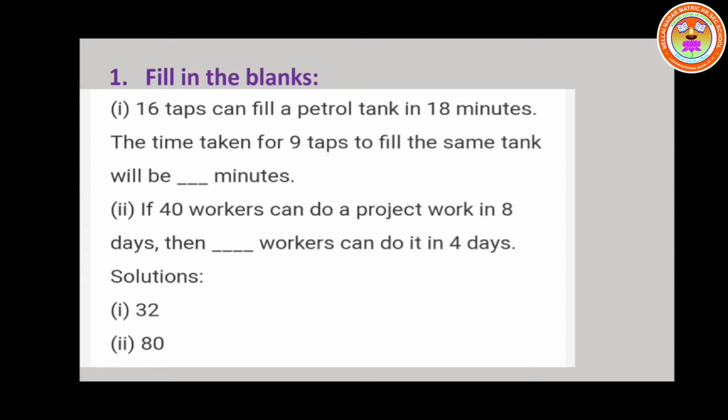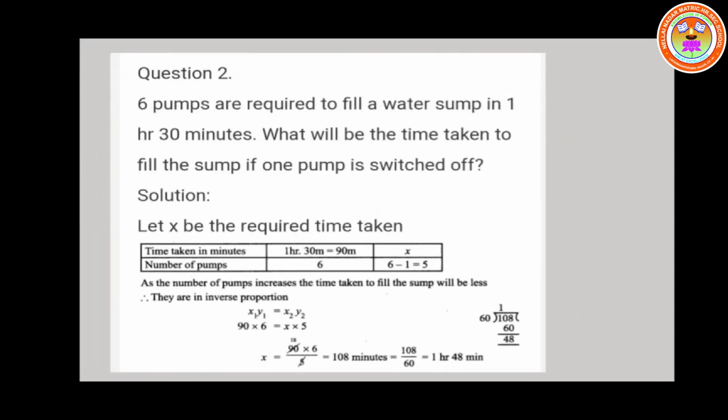If 40 workers can do a project work in 8 days, then dash workers can do it in 4 days. Okay, the same type: you have to do 40 into 8 is equal to 4 into x. Now bring the 4 down, you cancel 10 times, so your answer is 80. 80 is your solution. You can try this, children. You can solve it and see. Okay, now let us move on to problem number 2.